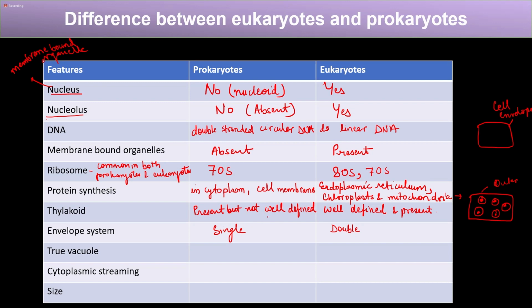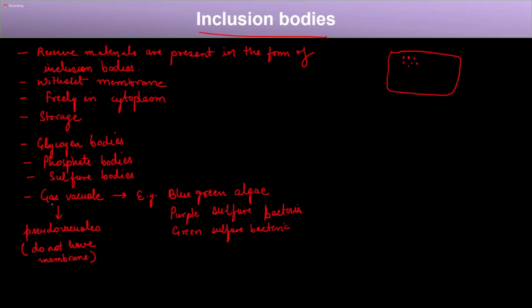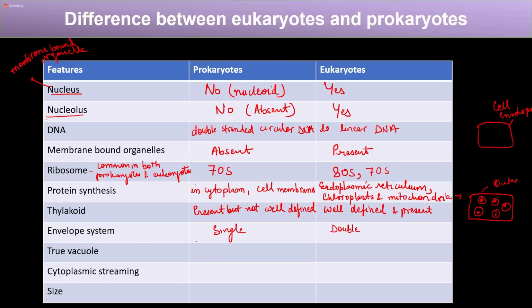Now, if we talk about the true vacuole, does a prokaryotic cell have a true vacuole? You can say yes, but that's not correct, because we saw that gas vacuoles are present, but these gas vacuoles are pseudo vacuoles. So the true vacuole is absent. Prokaryotes have pseudo vacuoles, but true vacuoles are absent. In the case of eukaryotes, plants do have true vacuoles. Plants are also eukaryotic cells, so in eukaryotes, true vacuoles are present.